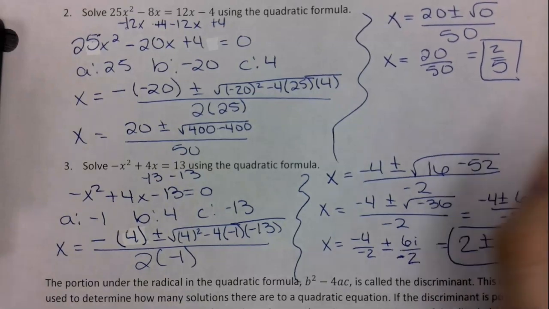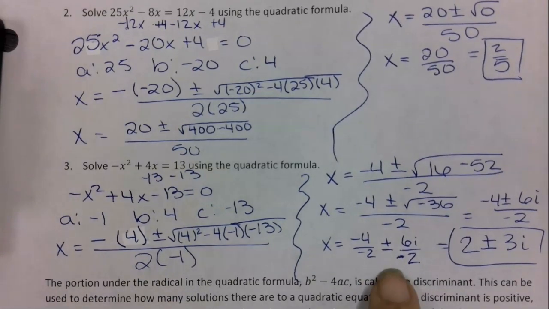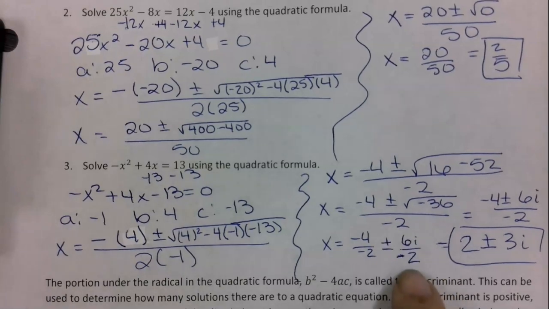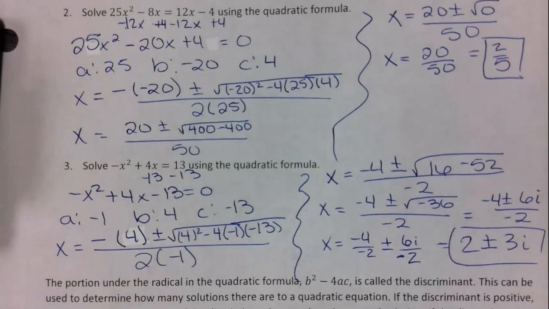The reason the sign doesn't change is because if I did a positive 6 divided by negative 2, that would give me a negative 3. And if I did a negative 6 divided by negative 2, it would give me a positive 3. So I still have one positive and one negative answer. Questions here?